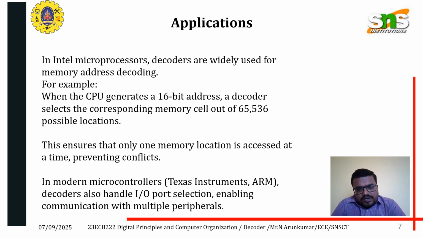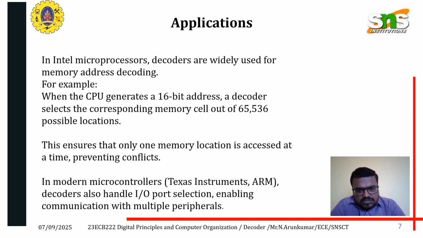Applications. Decoders are used for many types of applications, especially in the memory address decoding process, where they are very useful. A processor generating a maximum of 16-bit address gives 2 power 16 equals 65,536 possible locations, addressed based on the number of bits. This ensures that only one memory location is accessed at a time, preventing conflicts, because each row and column is selected based on the number of bits. So here we consider a 16-bit address, which can address up to 65,536 locations, based on row and column.